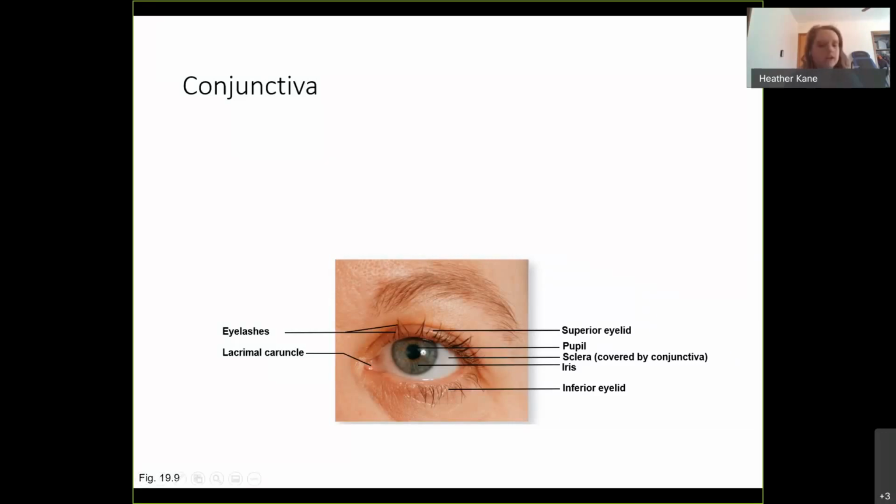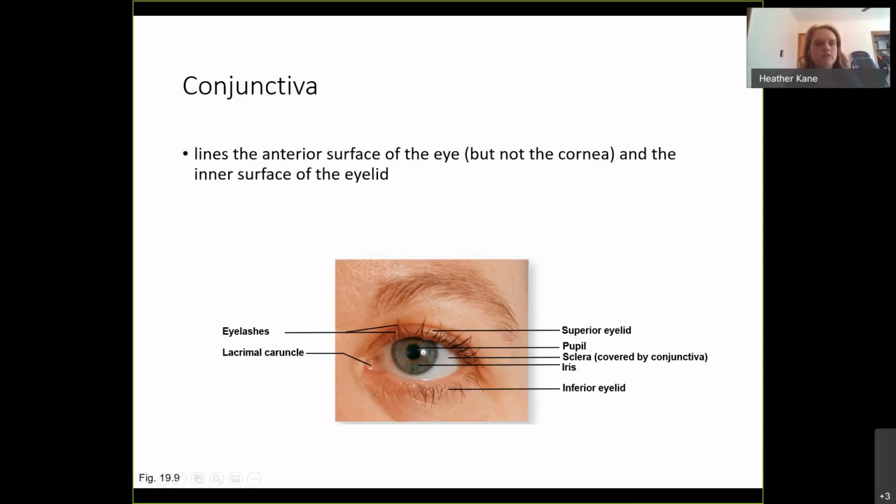So this is your conjunctiva. Your conjunctiva is going to line the anterior surface of the eye, anterior meaning this way, but it's not going to line the cornea. The cornea is not going to be that external surface. It's also going to line the inner surface of the eyelid. It is going to be made up of stratified squamous epithelium.